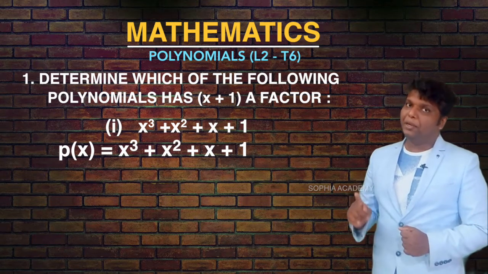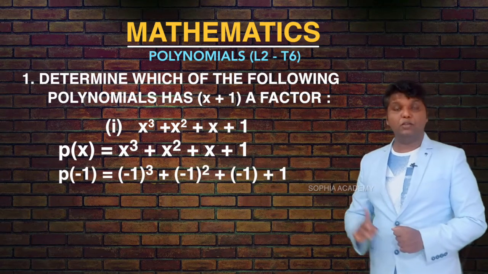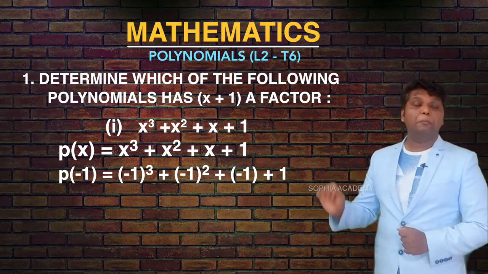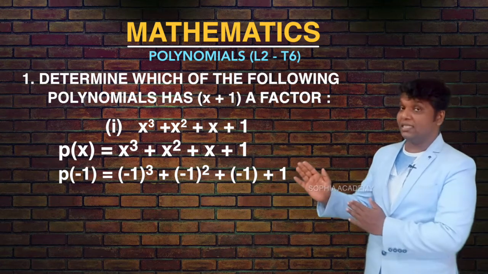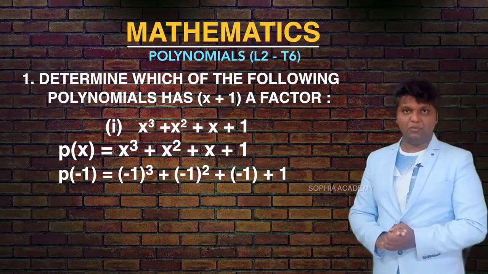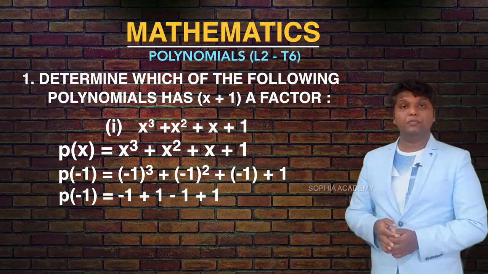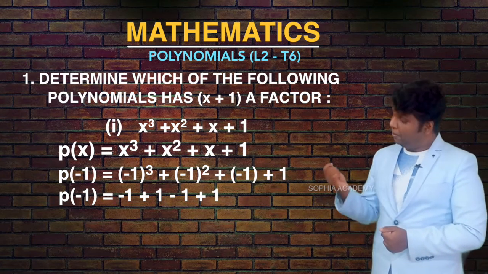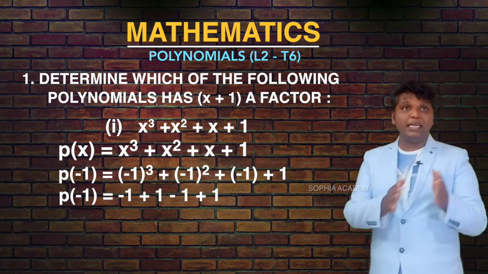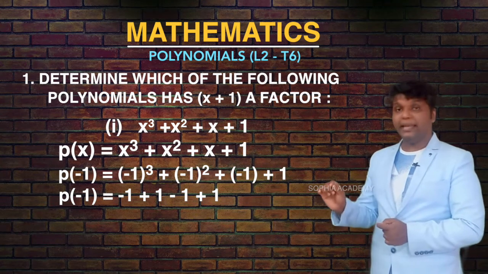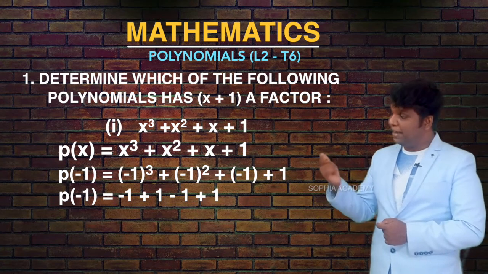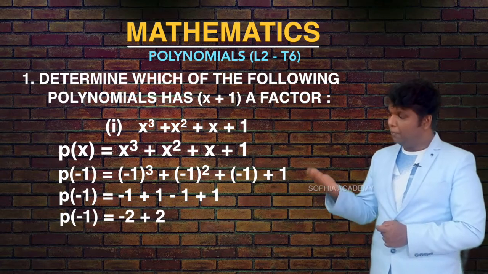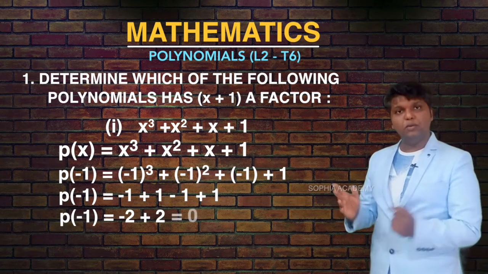What we have to check? P of minus 1, right? So p of minus 1 is equal to minus 1 cube plus minus 1 square plus minus 1 plus 1. Wherever you saw x, you just substitute the value with minus 1. Now minus 1 cube is minus 1 itself, plus minus 1 square is 1, then minus 1, then plus 1. Here you can see minus 1 plus 1 minus 1 plus 1. Two negative numbers are there and two positive numbers are there. Minus 1 minus 1 is minus 2, plus 1 plus 1 is plus 2. Minus 2 plus 2 is 0 itself.